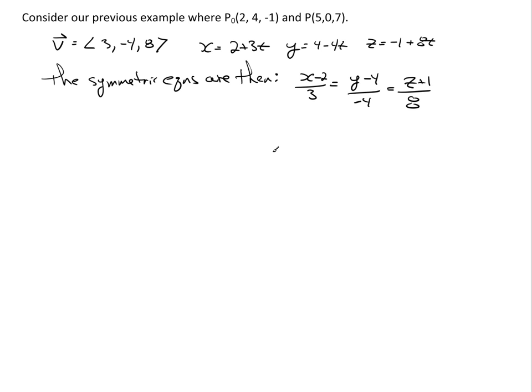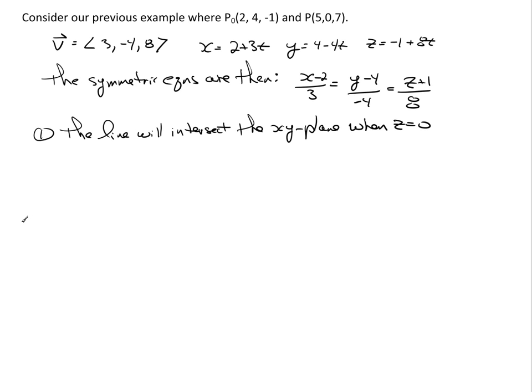So now I have those symmetric equations worked out. So what good are they? Well, let's fiddle around with these for a little bit. First thing I want to do is take a look at the fact that the line will intersect the xy plane when z is equal to 0. Well, when z equals 0, what I end up having for my symmetric equations is x minus 2 over 3 equals y minus 4 over negative 4, which equals 0 plus 1 over 8.